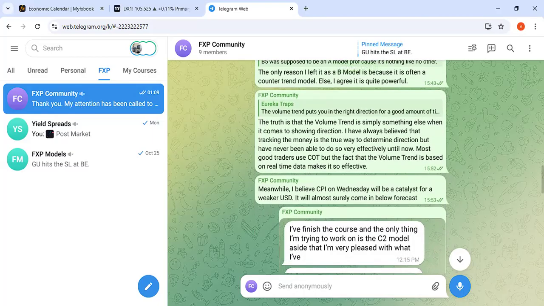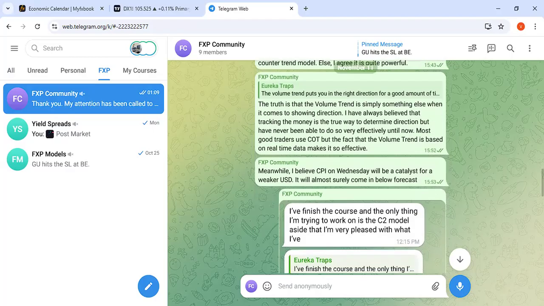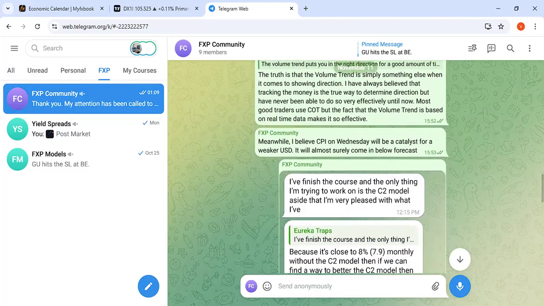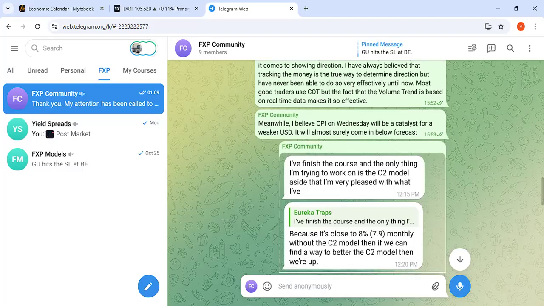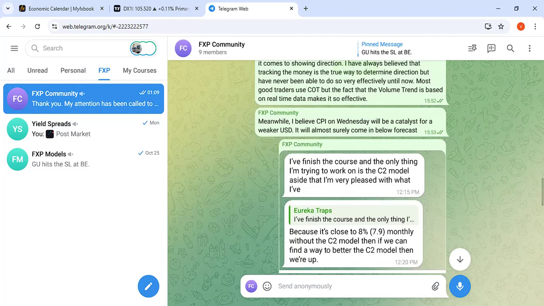Most good traders use COT, but the fact that the volume trend is based on real time data makes it so effective. And then this was personal chance said finish the course. The only thing I'm trying to work on is the C2 model. Aside that, I'm very pleased with what I have because it's close to about 8%, actually 7.9% monthly without the C2 model. Then if we can find a better way to better the C2 model, then we're up.